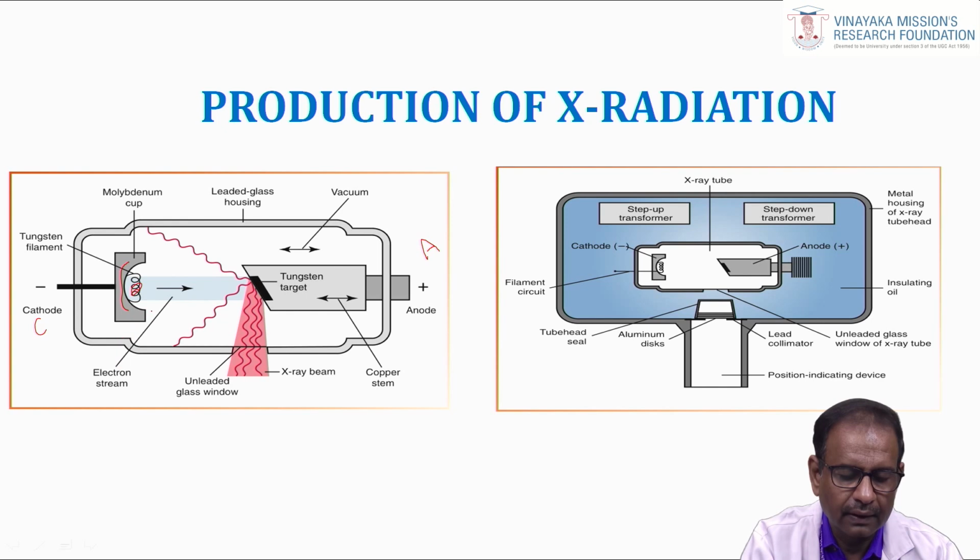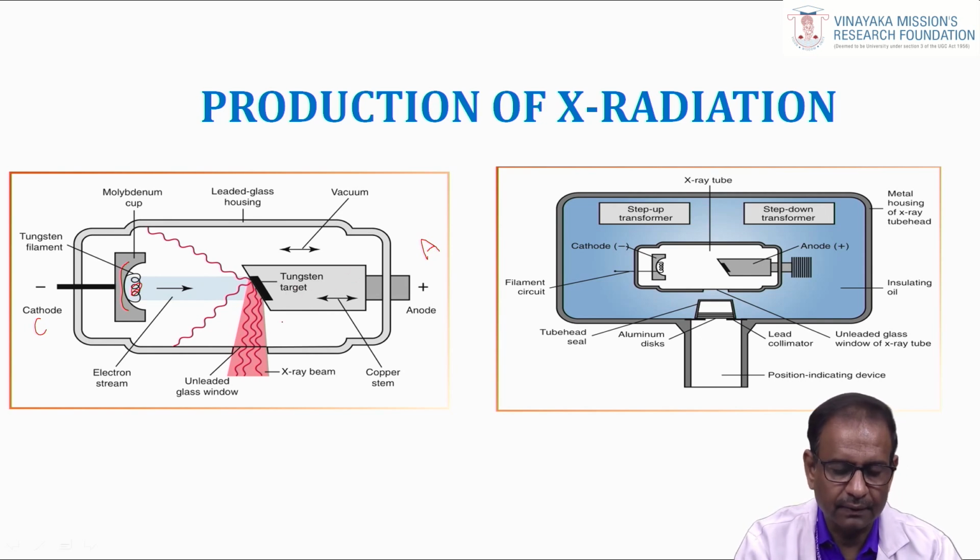Okay, so this is the part on the opposite side, the anode side, which has a tungsten target. This black area is the tungsten target. This is a copper stem. The whole area is immersed in oil because of the heat dissipation.